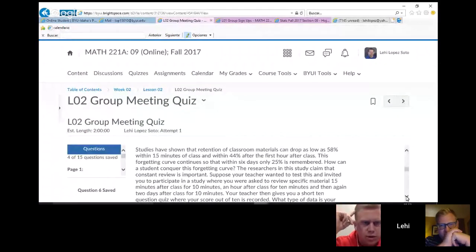Question 7. Studies have shown that retention of classroom materials could drop as low as 58% within 15 minutes of class and within 44% after the first hour after class. This forgetting curve continues so that within 6 days, only 25% is remembered. How can a student conquer this forgetting curve? The researchers in this study claim that constant review is important.